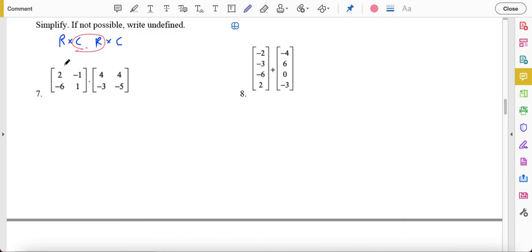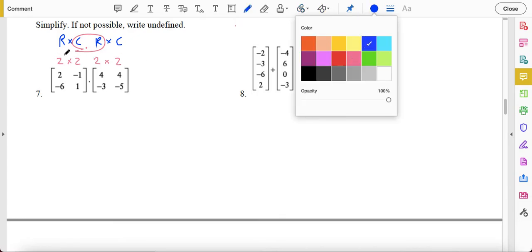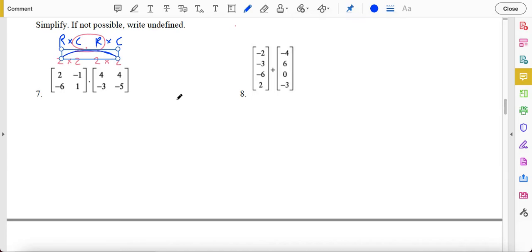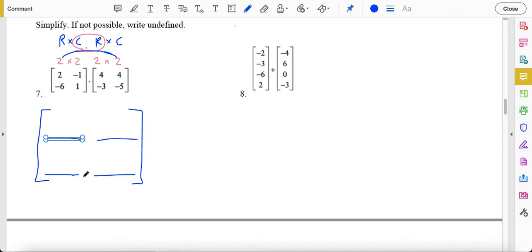So this is 2 rows by 2 columns. You've got another 2 rows by 2 columns. So those numbers are the same, so this one is possible. And the way we tell what our solution matrix is, we look at the outside numbers. So we know it's going to be a 2 by 2 matrix as our solution. So I'm going to make it 2 by 2 to plan this out. There's 1, 2, so the 2 rows by 2 columns.